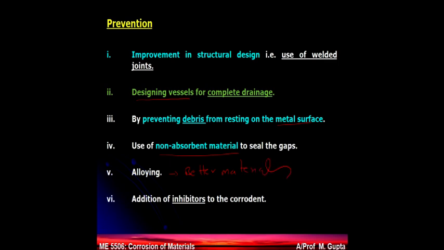And inhibitors are some substances which you can add. If it's a closed system, you can add some elements which give a protective layer over the whole exposed surface. So you learn about inhibitors later on under corrosion prevention. So that is another way to minimize the corrosion.